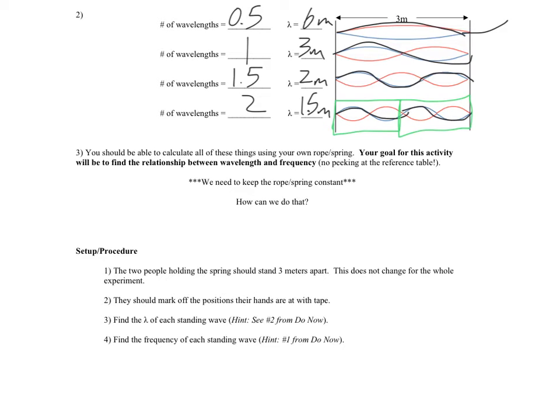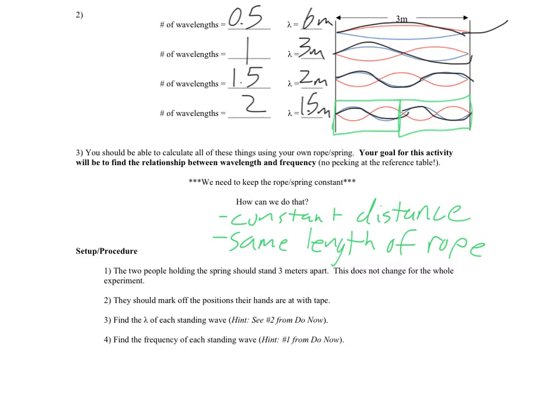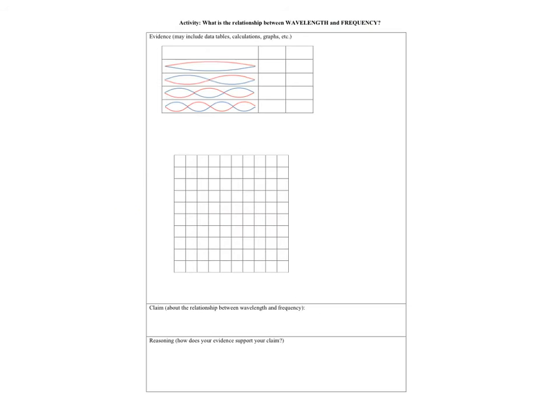So some ways we said we could keep it constant is constant distance between you and your partner, same length of rope, and another thing we mentioned, I'll throw it over here, was same amplitude. The setup procedure just lists a couple of things that you had to do to keep all these things constant. So let's check out the next page.